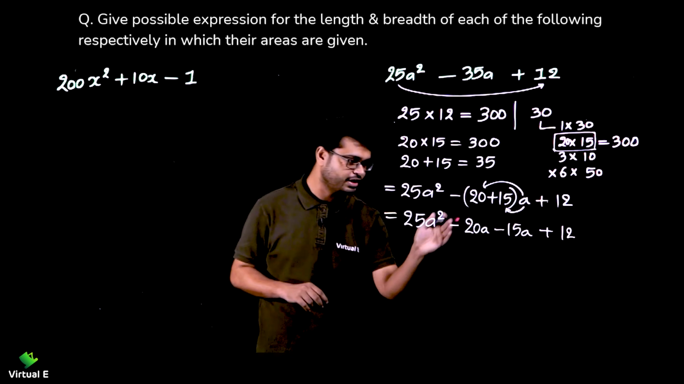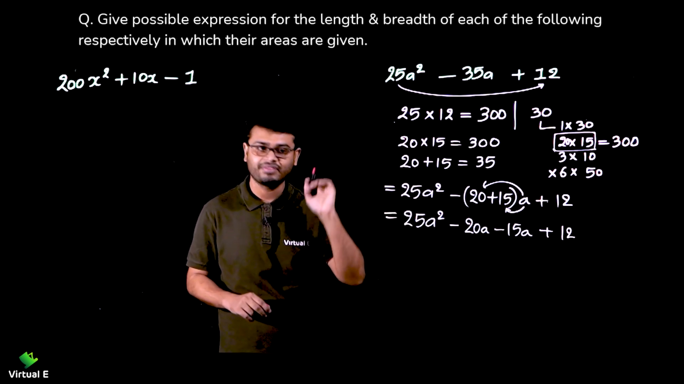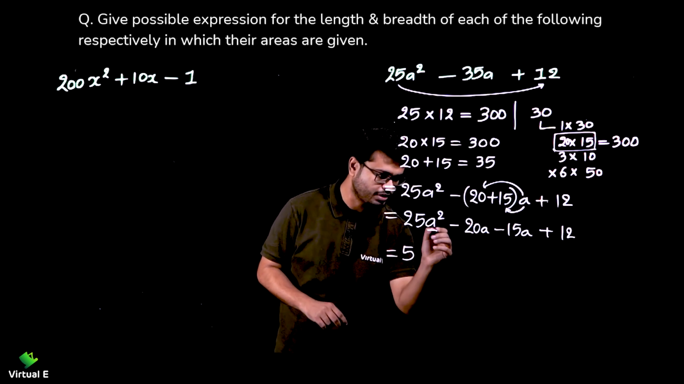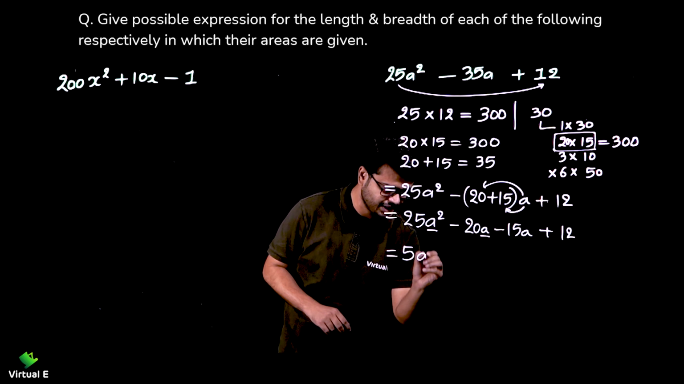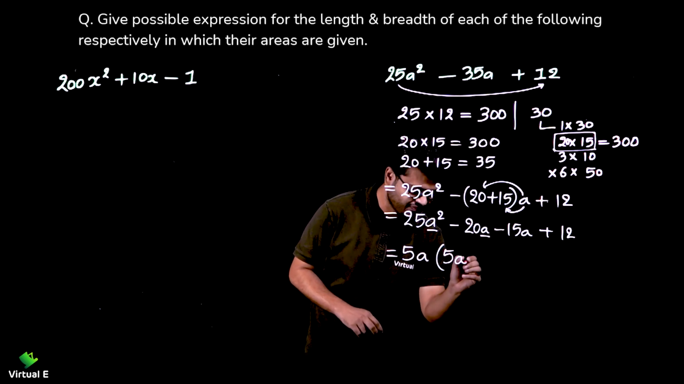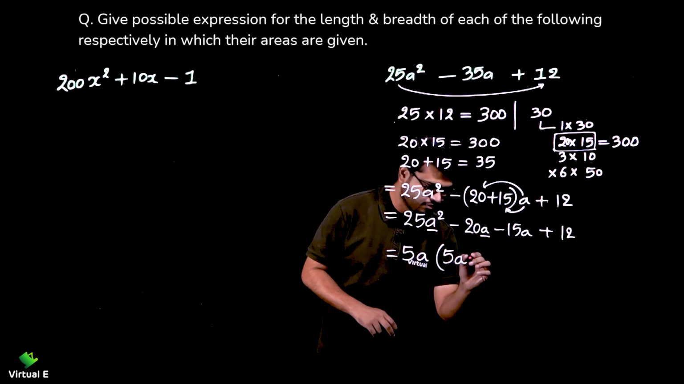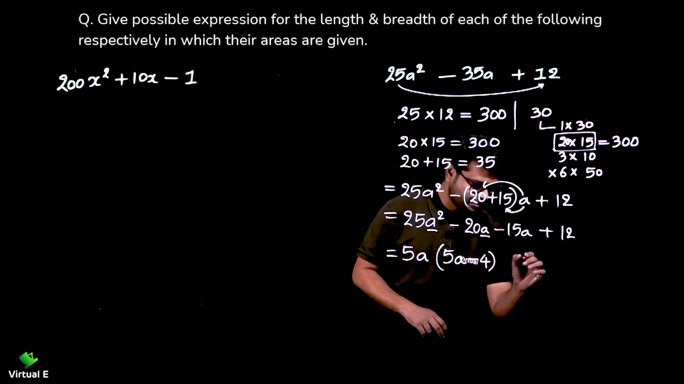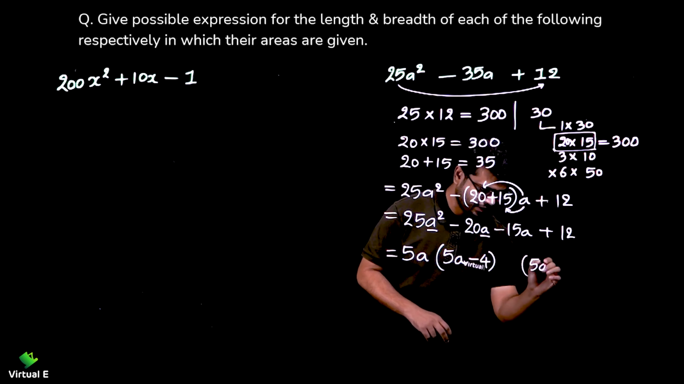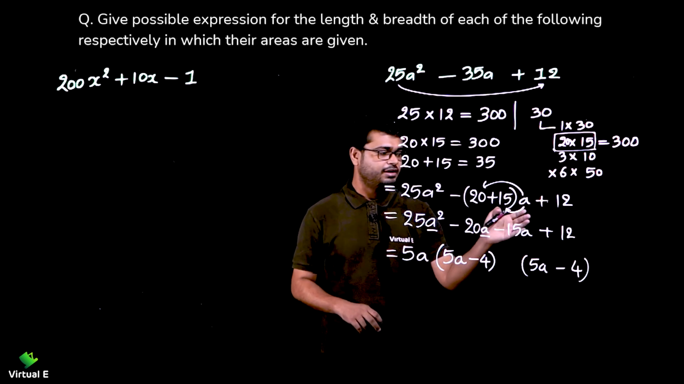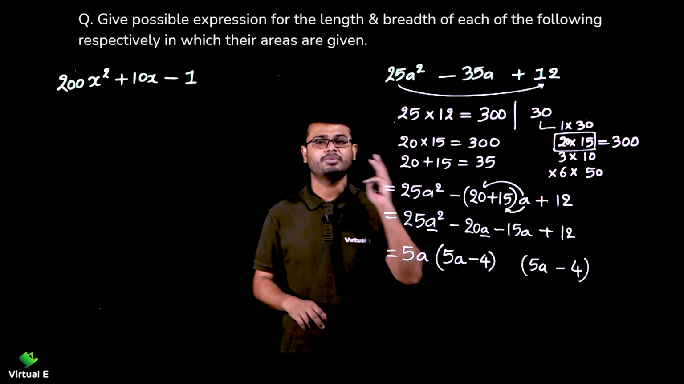25 and 20, both of them are present in table of 5. So let's take 5 common, and here a square and a. So let's take a as the common as well. 5 5s are 25. So here 5a and here only minus 4. Let's write the same over here. So 5a minus 4. So 15 and 12, both of them are present in table of 3.